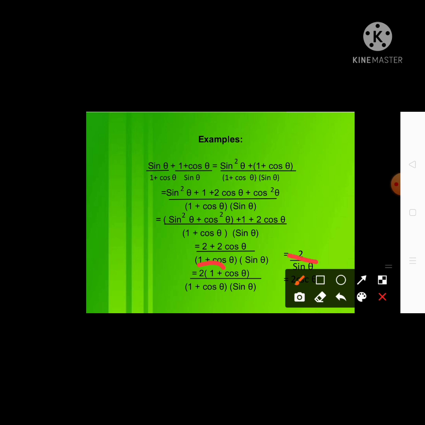And so, cancel, because they are the same, so we cancel them because they are the same. Then what is left is 2 over sin theta, which is equal to 2 cosecant theta. So this is the final answer: 2 cosecant theta.